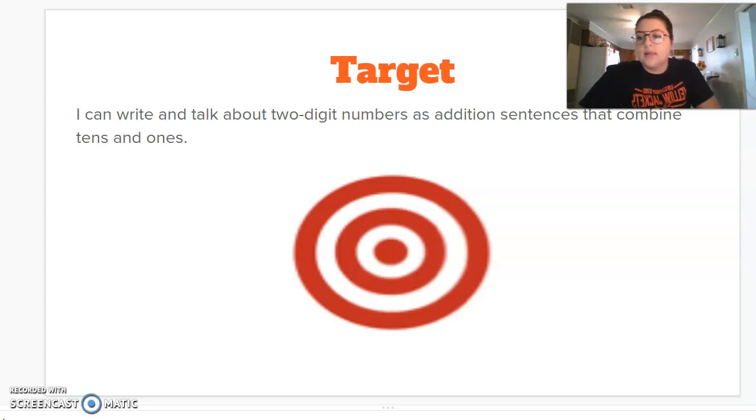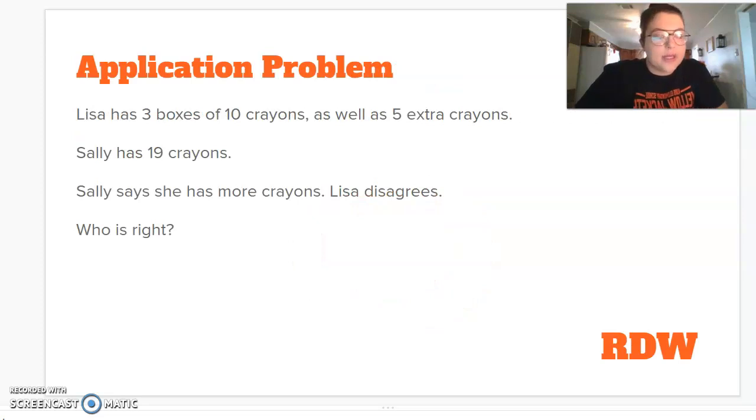So for our RDW, our application problem, it says Lisa has 3 boxes of 10 crayons, as well as 5 extra crayons. Sally has 19 crayons. Sally says she has more crayons, and Lisa disagrees. Who is right? Okay, so we read it, now we're going to draw it, and then we're going to write about it.